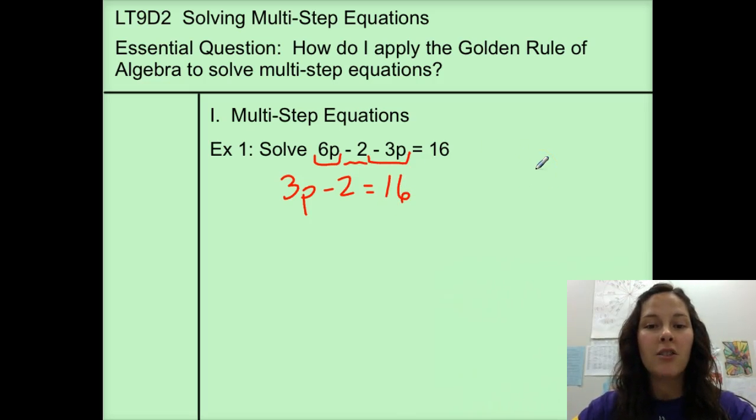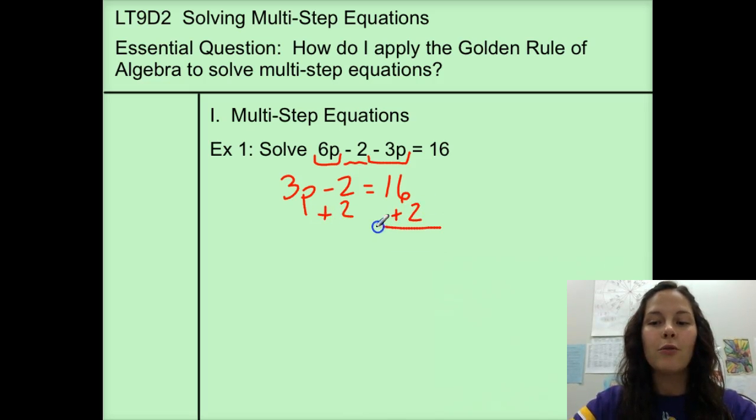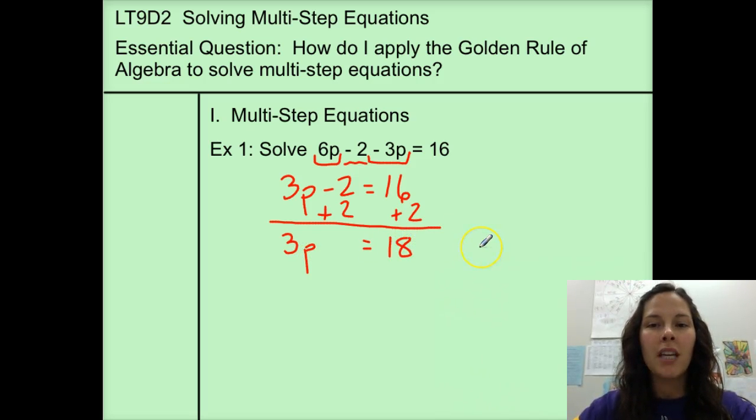Now it's a solve by undoing, so we're going to cancel the minus 2 by adding it. The reason we're going to cancel the minus 2 first is because it comes last in order of operations. And when you solve equations, you use order of operations backwards. So we get 3p equals 18. To cancel that multiplying by 3, I'm going to divide both sides by 3, and I'm left with p equals 6.